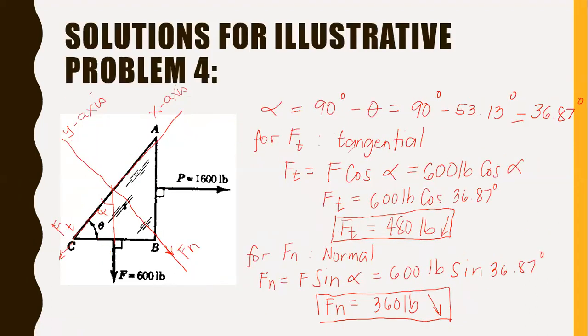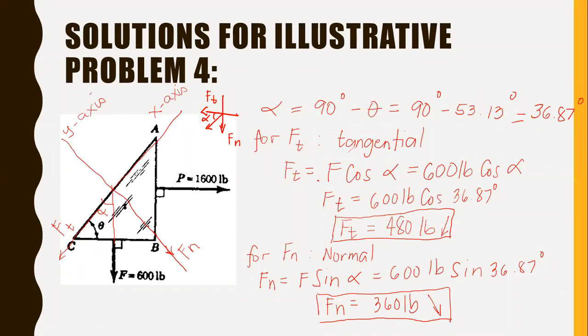Okay. Now for the solution for illustrative problem number 4, this one is your FT and FN. Free body diagram. You have your FT here. You have your F. And then you have your FN. If this one is your angle theta, therefore this one is your alpha, where alpha is equal to 90 degrees minus theta. 90 minus 53.13 is equal to 36.87. Therefore, this one is your alpha.